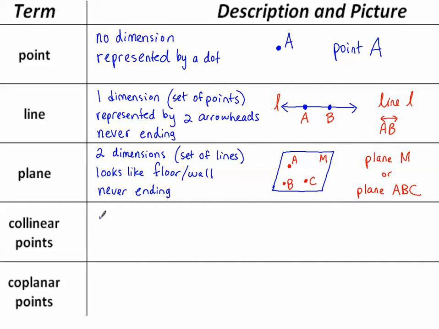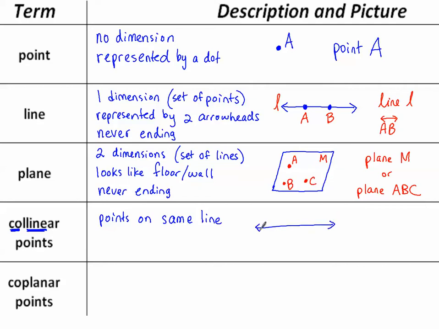Collinear points are points on the same line. Look at the word. Line is in the word collinear. Co, like your co-worker, you work together. So these are points that are together on a line.